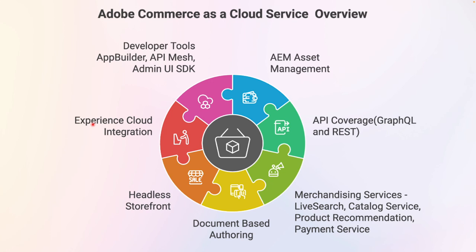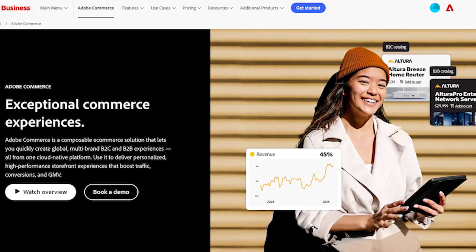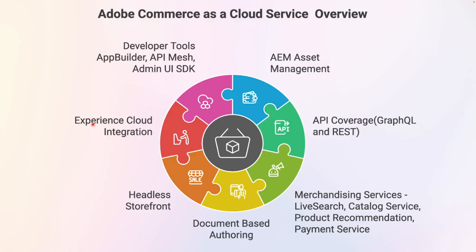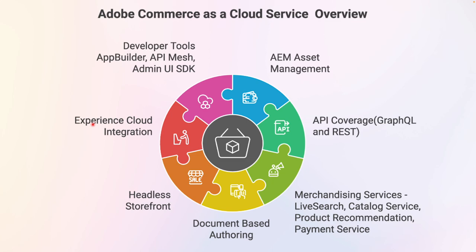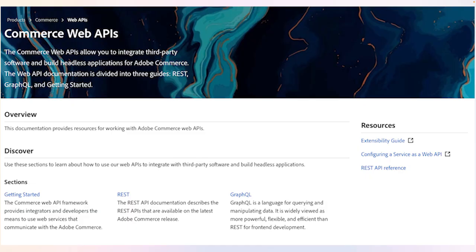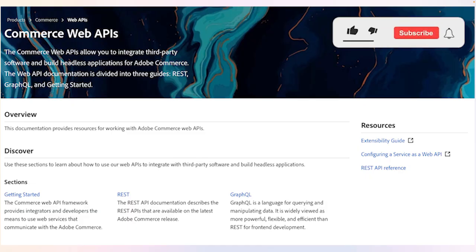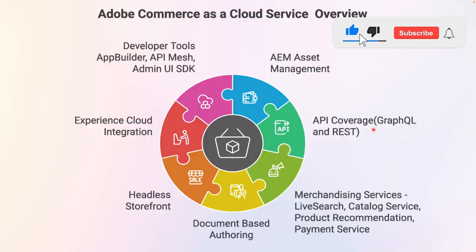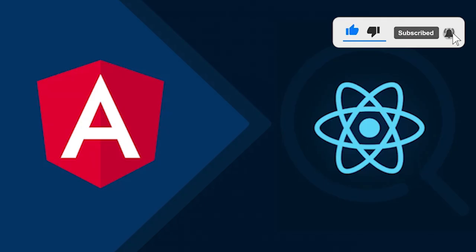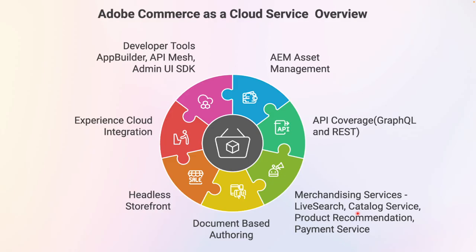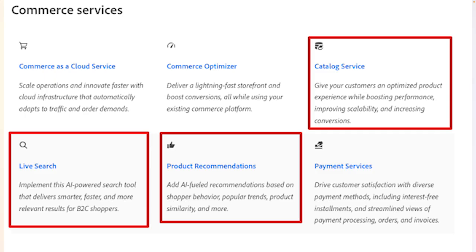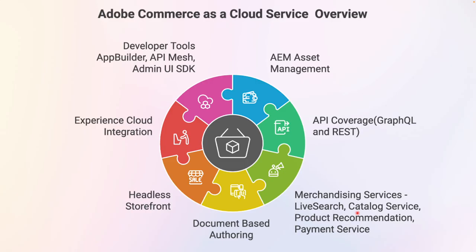It includes Adobe Commerce as a core for e-commerce features. It uses Adobe Experience Manager for asset management. Developers get full GraphQL and REST API coverage, which enables a fully headless architecture where modern frameworks like React and Angular can be used for the front end. Intelligent services like live search, product recommendation, payment services, and catalog services are part of Adobe Commerce as a cloud service.